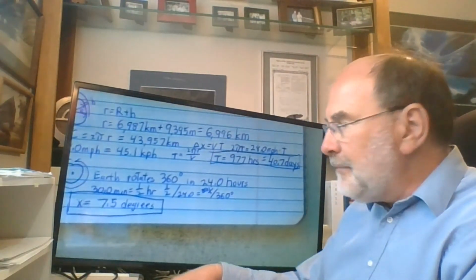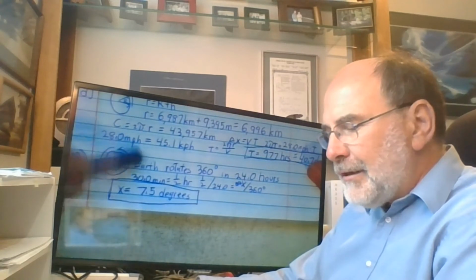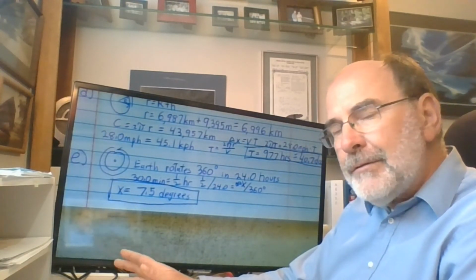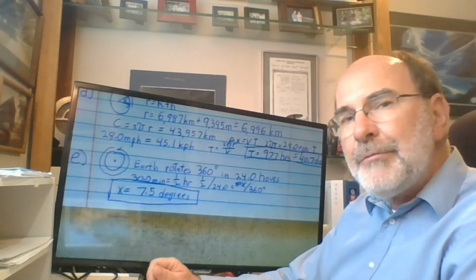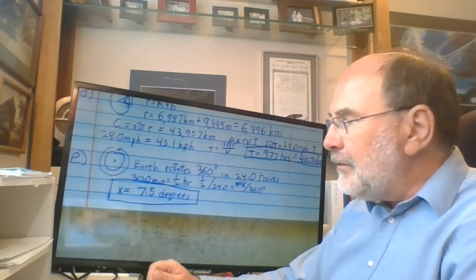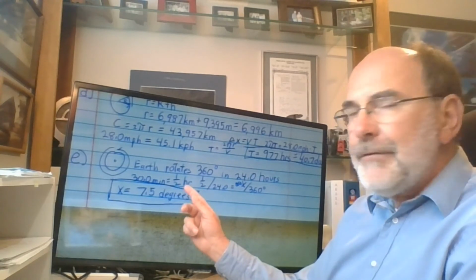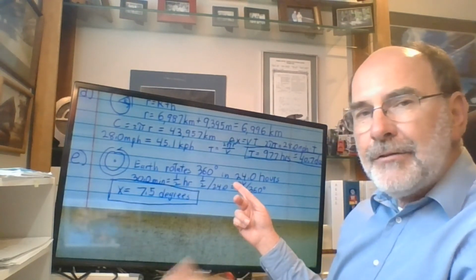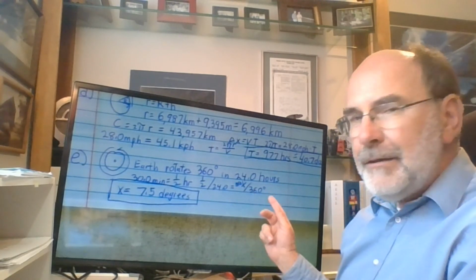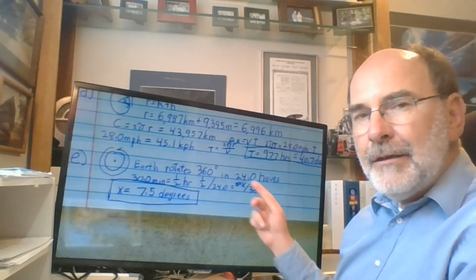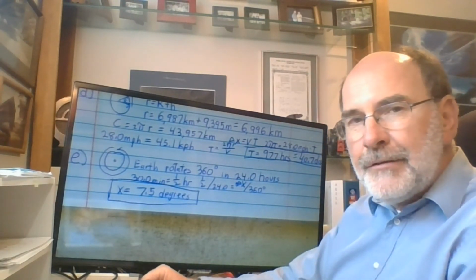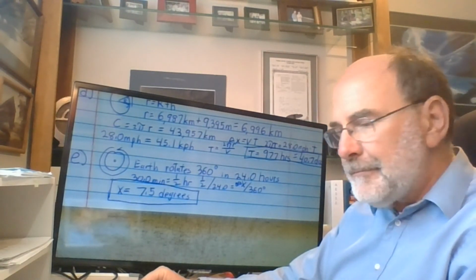To solve that one, note that the Earth rotates once in 24 hours. So 24 hours goes through an angle of 360 degrees. You can set up a ratio that says half an hour is to 24 hours, as the angle x through which the Earth rotates is to 360 degrees. Cross multiply, solve for x, and you get an answer of 7.5 degrees.